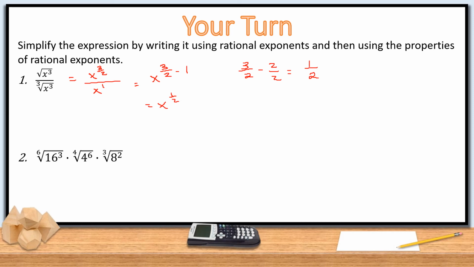All right, the next one. 16, sixth root of 16 cubed, so it's 16 to the power of 3 over 6, which is a half. And then we've got 4 to the power of 6 over 4, which is 3 over 2. And then 8 to the power of 2/3.